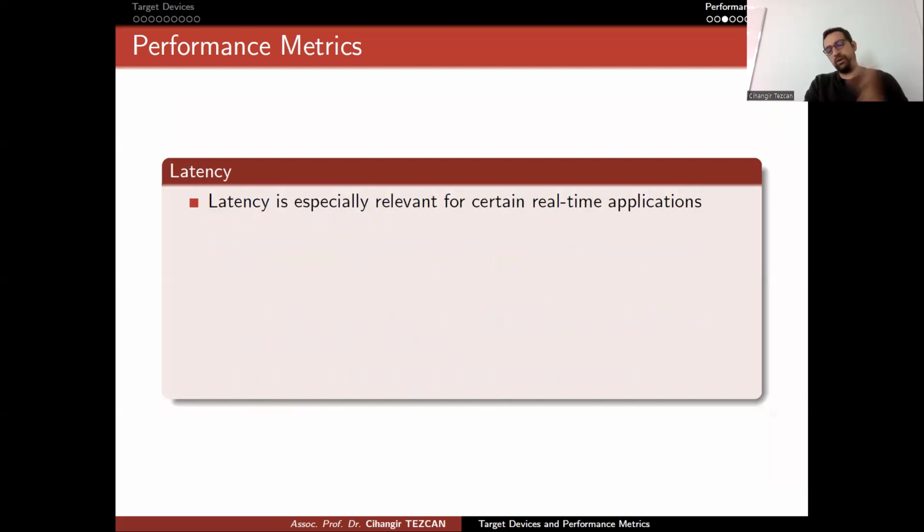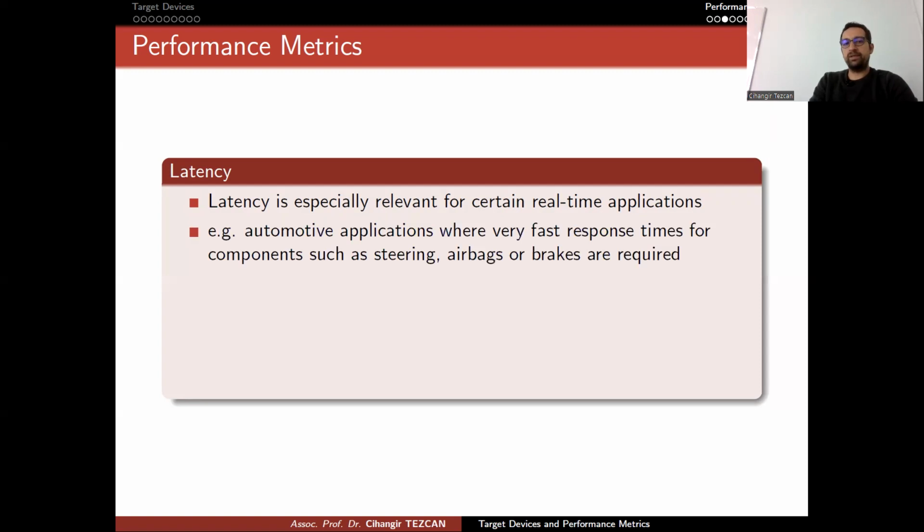So we talk about power and energy, but let's talk about latency. This might be very important in industrial IoT, because latency is especially relevant for certain real-time applications. For example, automotive applications where very fast response times for components such as steering, airbags, or brakes are required. So in modern cars, even the parts of the car communicate with each other. For instance, if something happens to the back of the car, they send a signal to the front, and that kind of communication should be really fast.